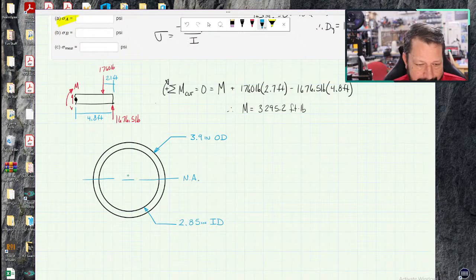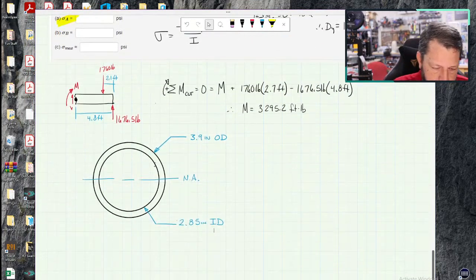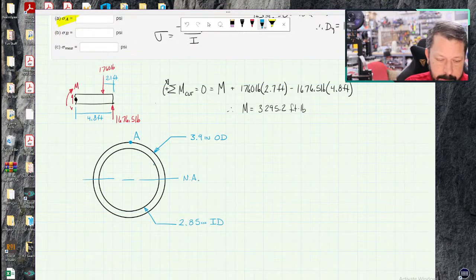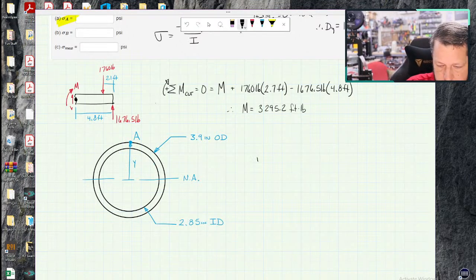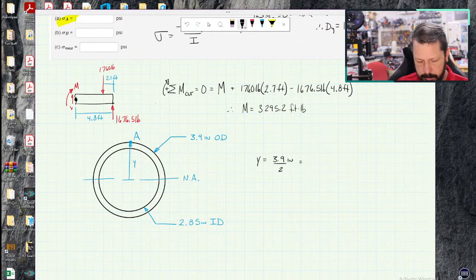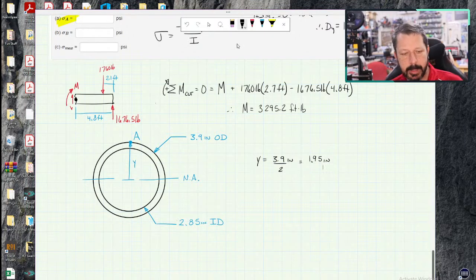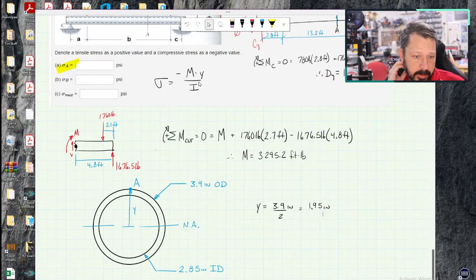So point A in our little picture is up here. So that means that the Y value in our equation is that distance, which is half of 3.9. All right, 1.95 inches. So now we have M and y. We just need the moment of inertia.